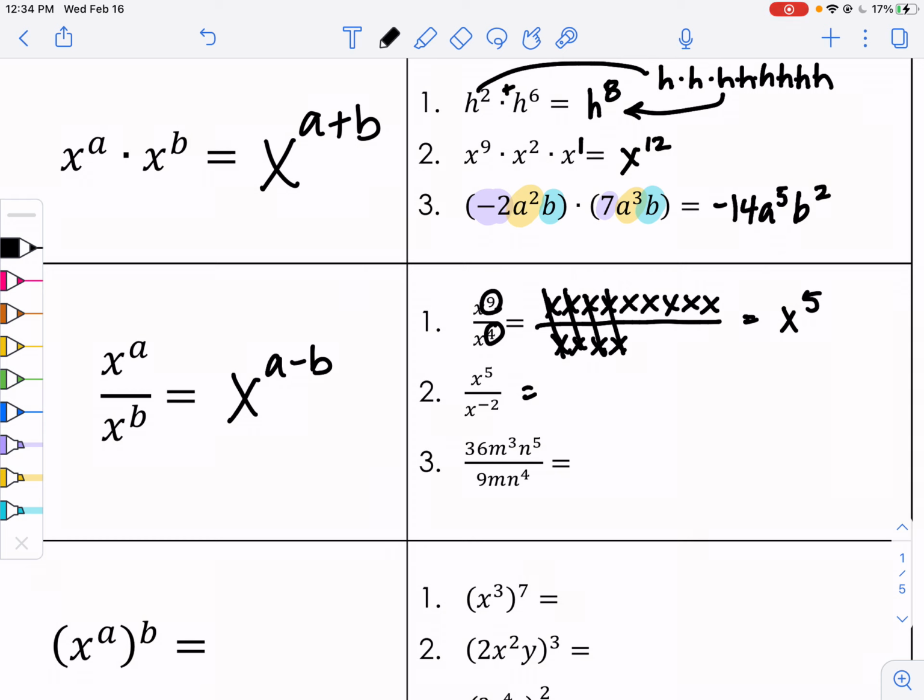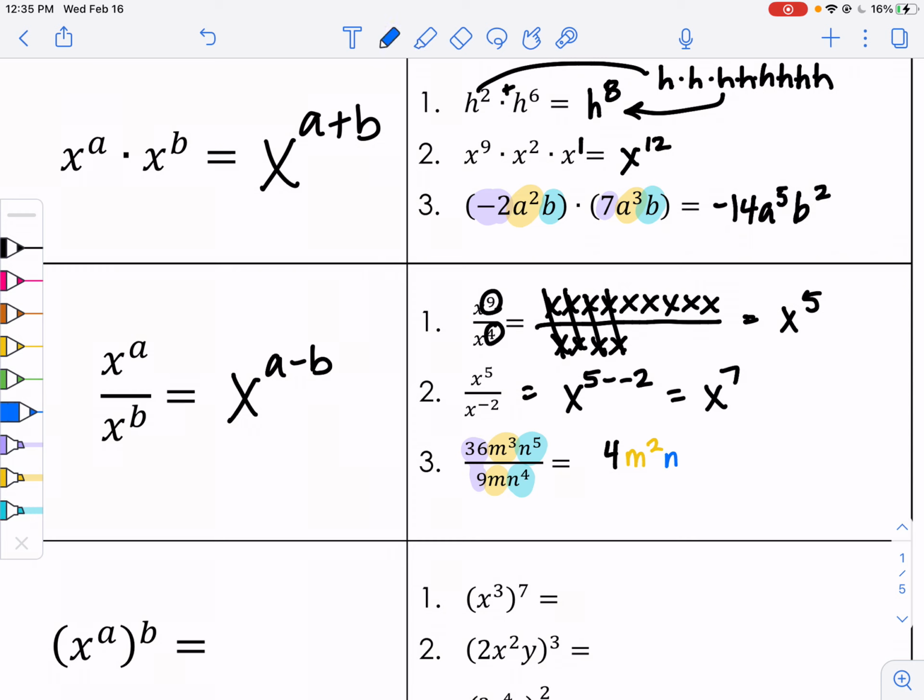Written a different way, x to the 5th divided by x to the negative 2 becomes x to the 7th power. We'll talk a little about negative exponents in a moment, but that's how that one works. With more complicated examples, 36 divided by 9 ends up being 4 on top. For m cubed over m to the 1, we're taking 1 away from 3, so we have m squared. Then n to the 5th divided by n to the 4th would be just n at the end.